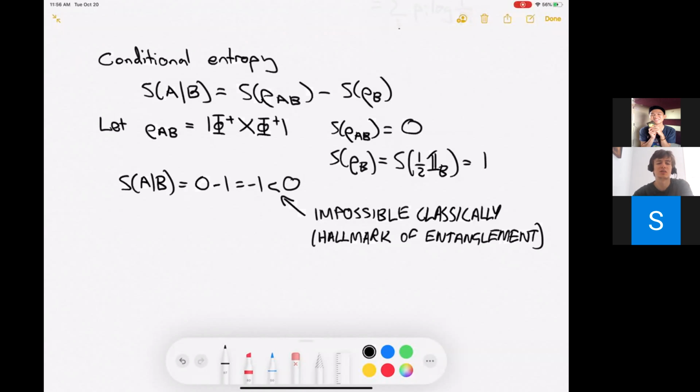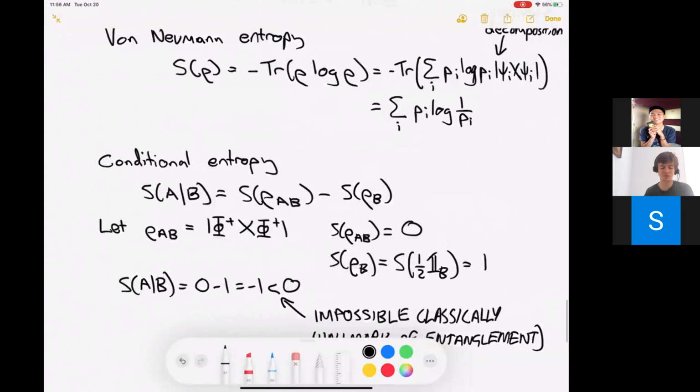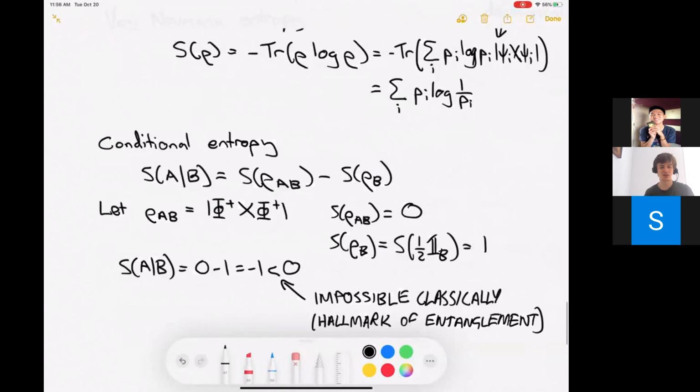Okay. Any questions on the von Neumann entropy, the conditional entropy, or anything from the end of the classical stuff that you didn't get to ask about?